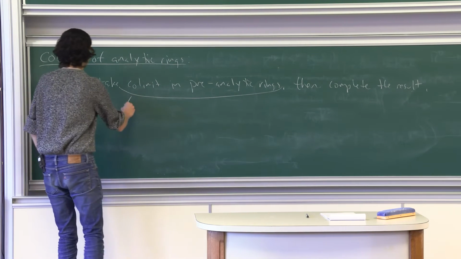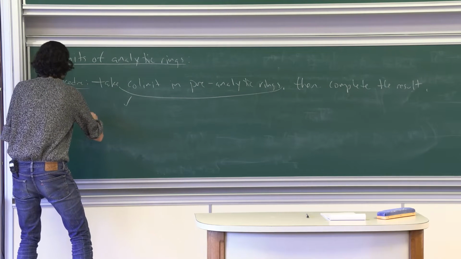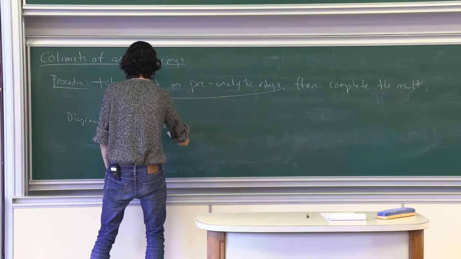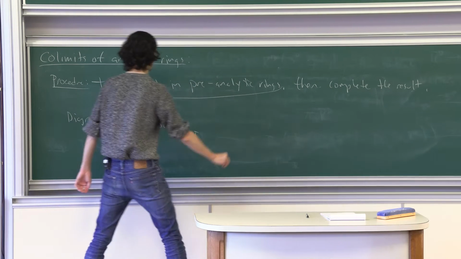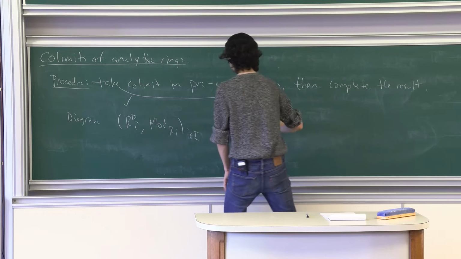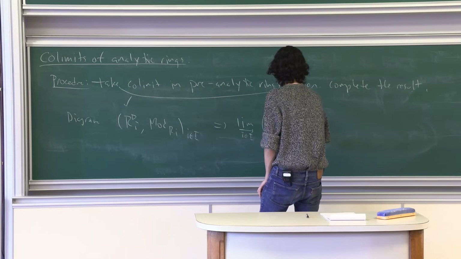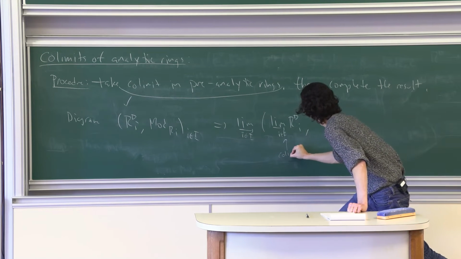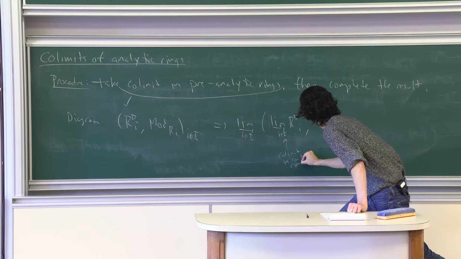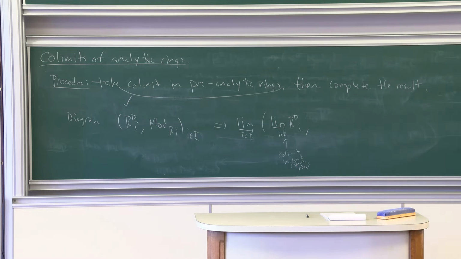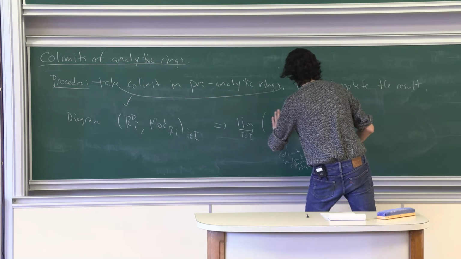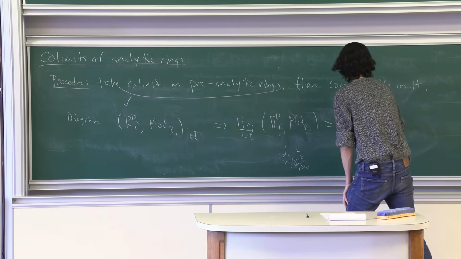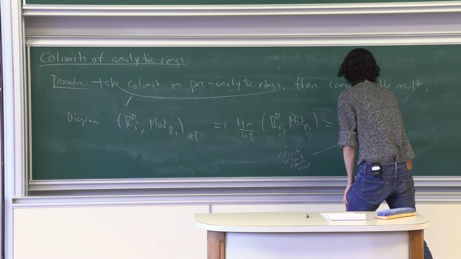So what is this colimit in pre-analytic rings? It's actually quite naive. If you have a diagram (R_i, R_i triangle, mod R_i), then the colimit is given by taking the colimit of the R_i triangle, and that's the colimit in condensed commutative rings.